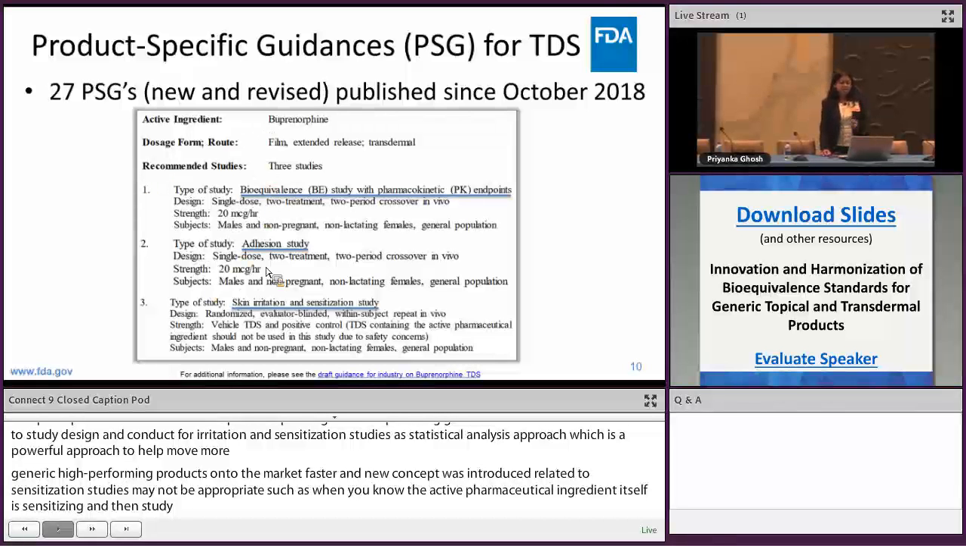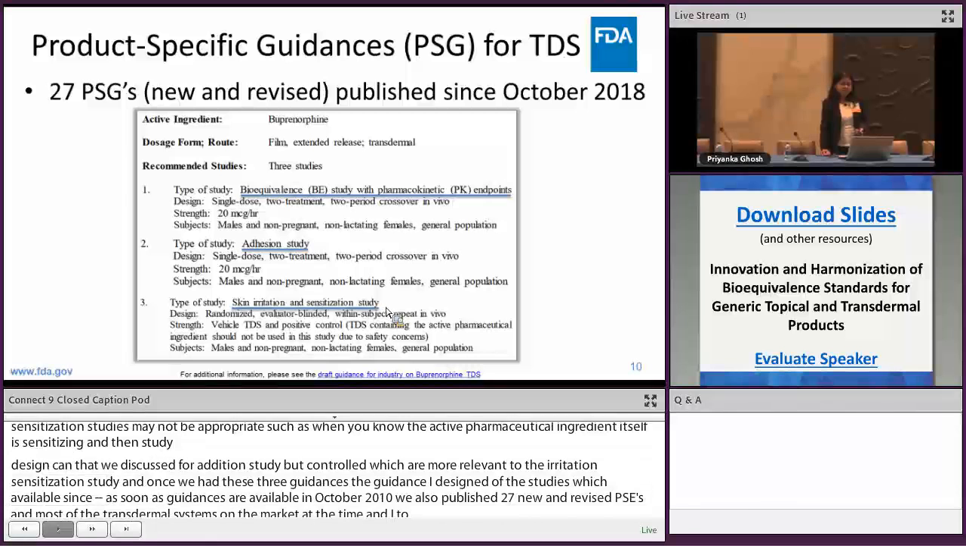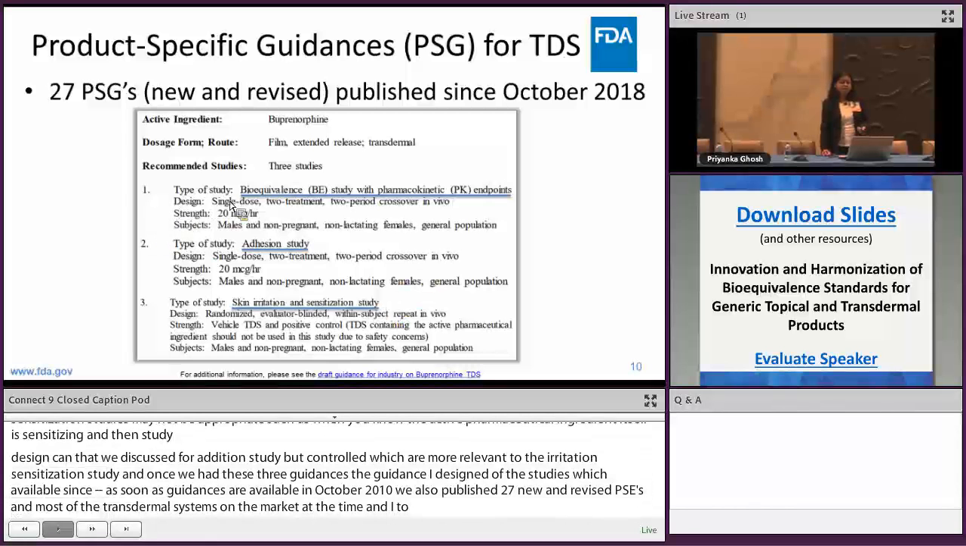The PK study, the adhesion study, and the skin irritation sensitization study, information such as the design of the study, the strength of the product that should be used in each of the studies, and the subject population were retained within the product-specific guidances, but all general information that are generally applicable across the studies are now available within the general guidances, with the idea that we should be able to use the general guidances in conjunction with the product-specific guidance to develop the overall study protocol.